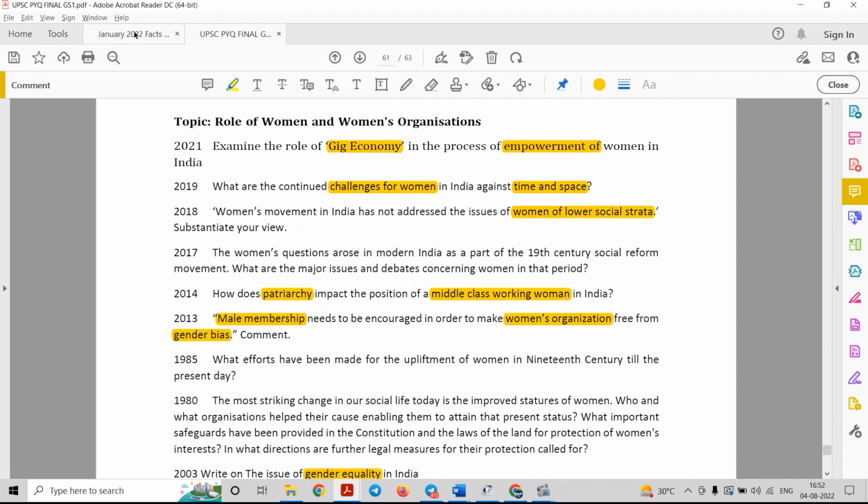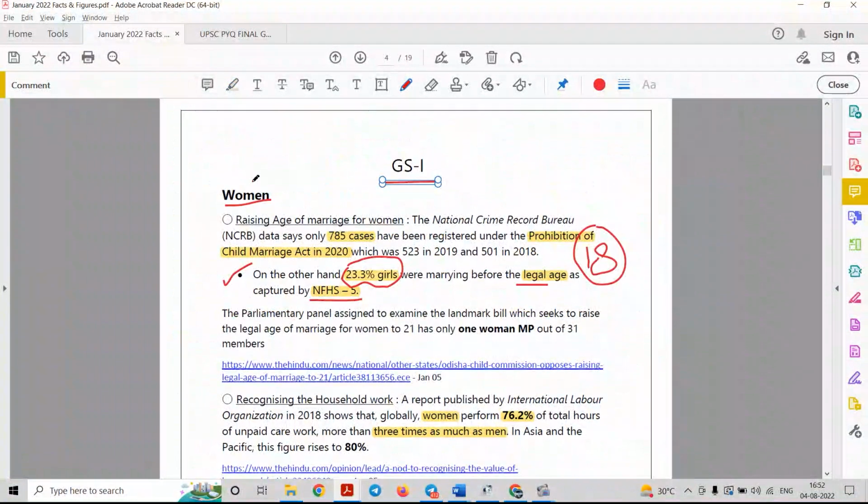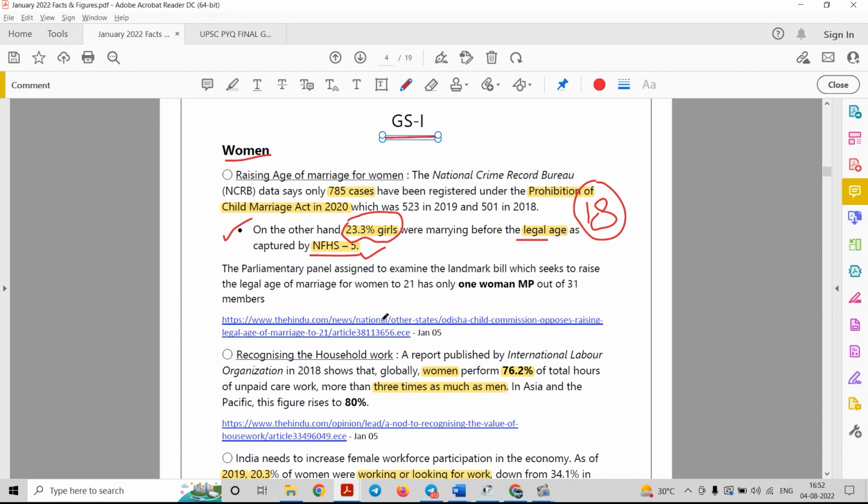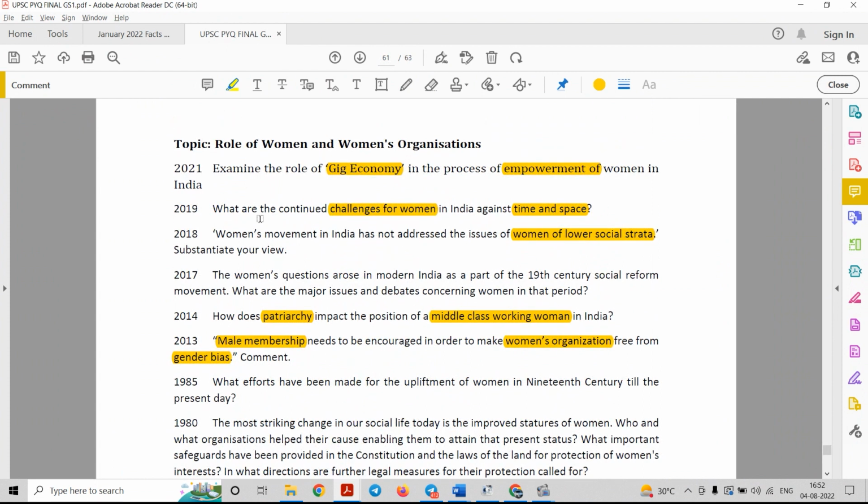For example, in the social dimension I can say that girl child marriage is one of the major issues happening in India, that is around 23% girls are undergoing child marriage, right? And you can quote the source, that is the National Family Health Survey. That is one of the authentic sources that you can quote in your answers, right? So this is the way you can utilize this particular fact.